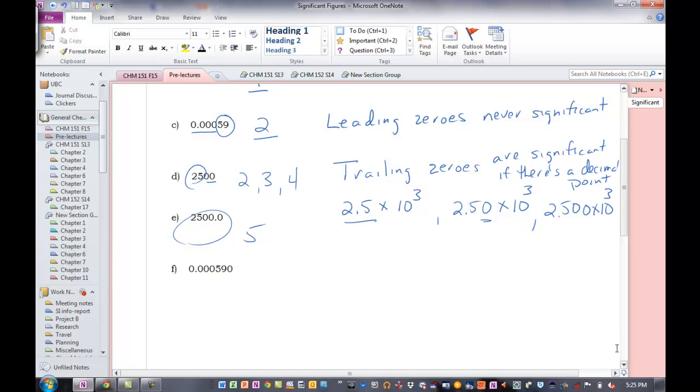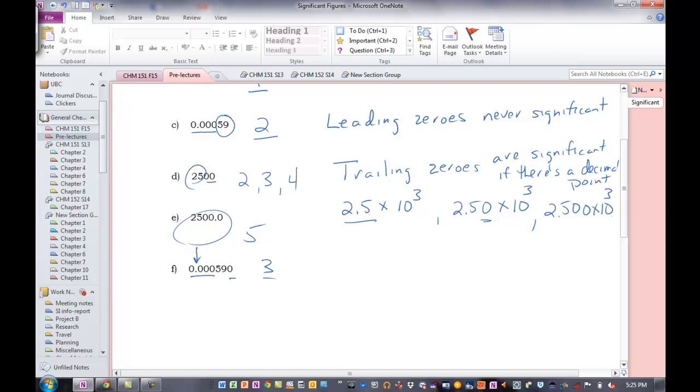Oh, there we go. Something happened with my computer there. And now we have this number to put two together here. We have leading zeros. What do you know about those? Those are never significant. We have a trailing zero. It's significant if there's a decimal point. Is there a decimal point? Yep, sure is. So the 5, the 9, and the 0 are significant. 3 sig figs. Okay, so that's counting.